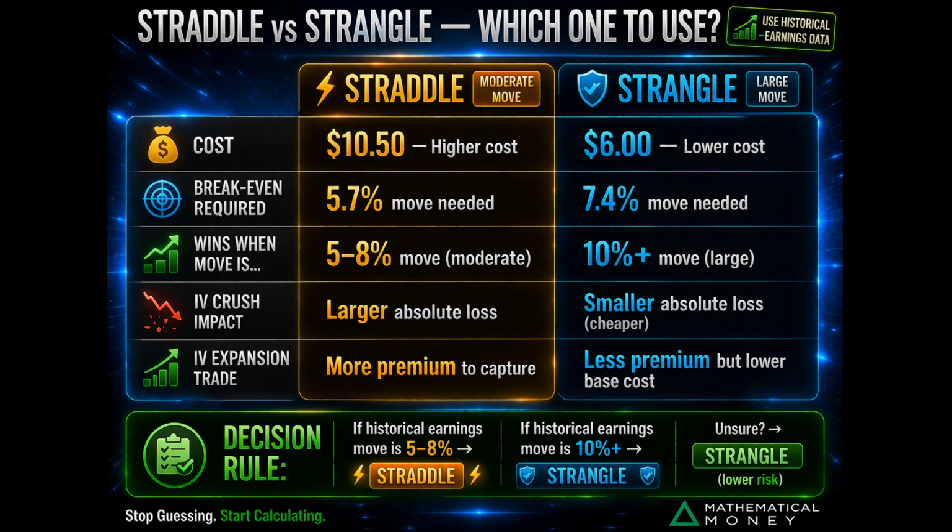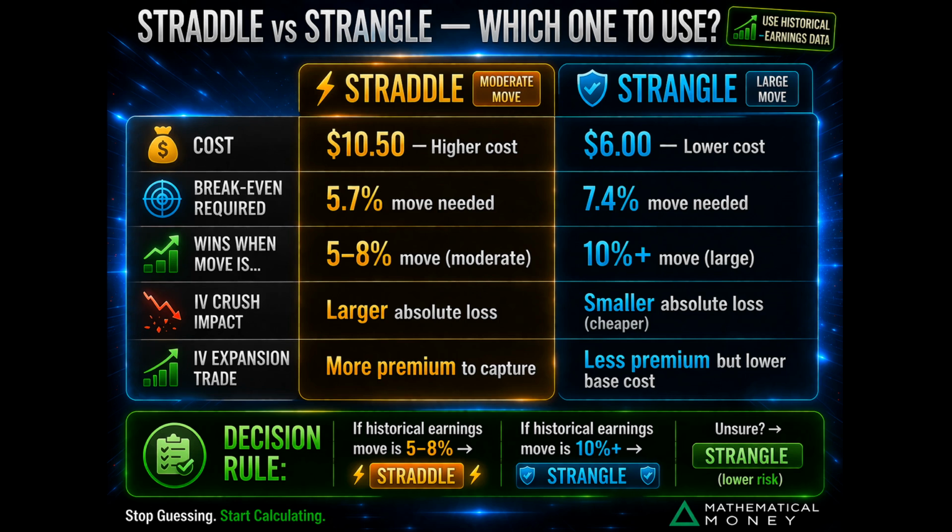Use the strangle when the expected move is large, 10% or more, because the lower cost improves your return on risk if the move clears both outer strikes. The strangle is more capital efficient on large moves, but requires a bigger swing to be profitable.